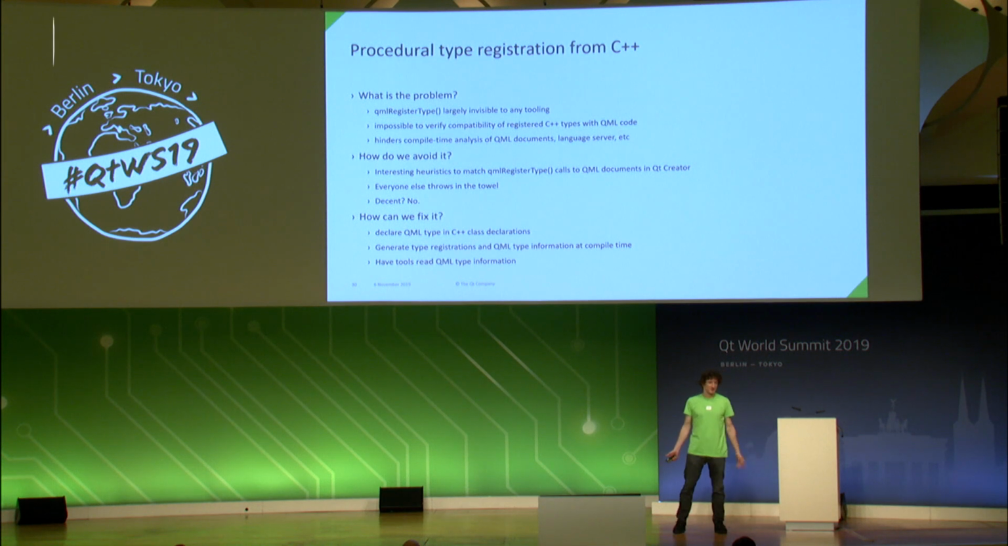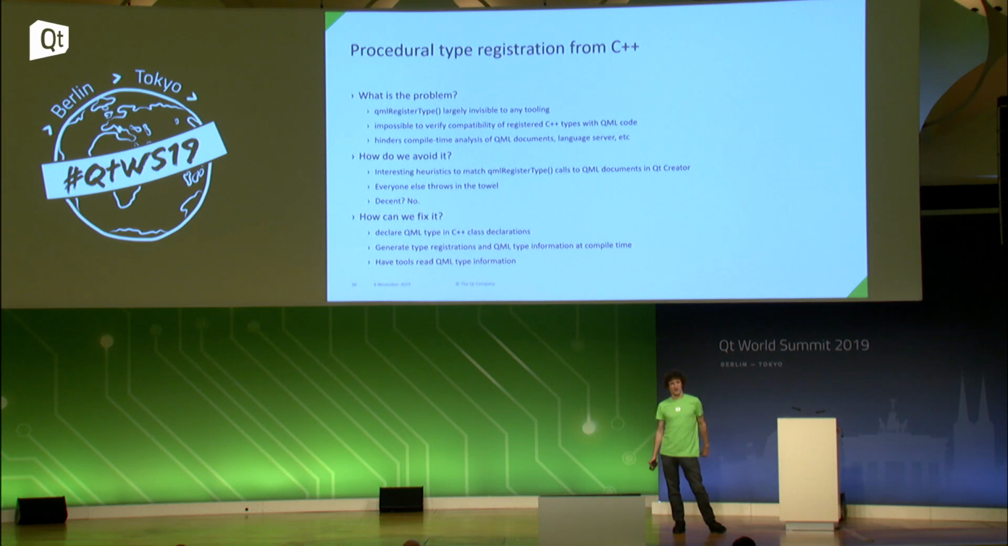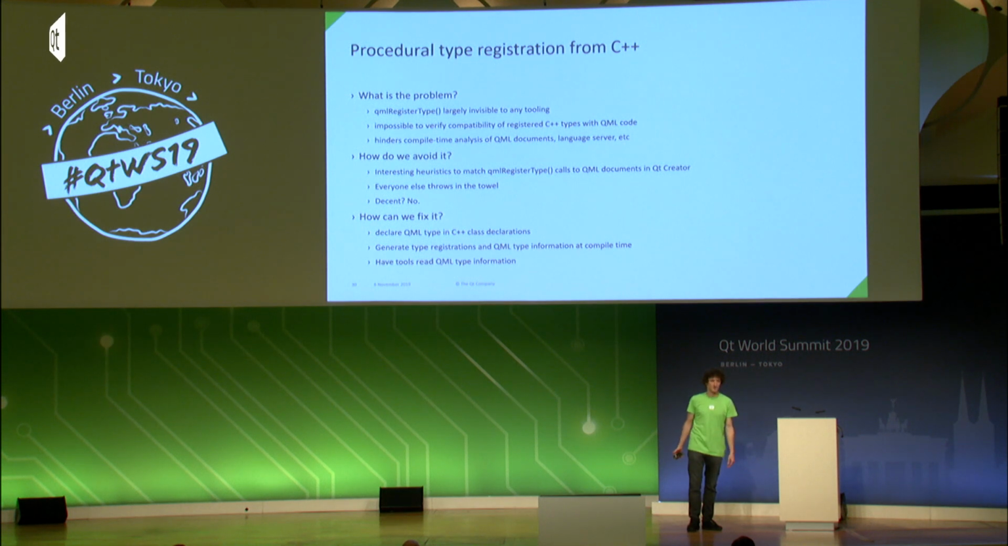It's actually not so hard. We can just amend our C++ types with information about what QML types will result from those. So we just define a few more macros you write in your headers, and we add a tool that generates your type registrations from that, and on the side, also your QML types files that Qt Creator or any tools can read.